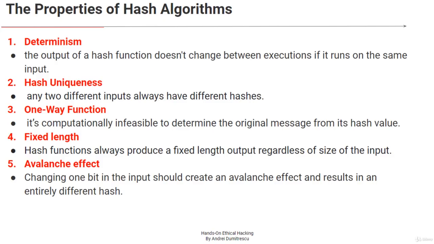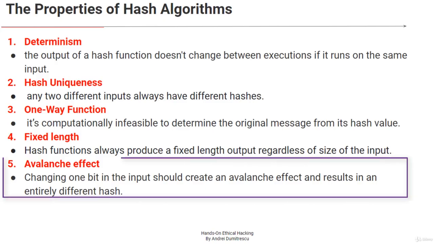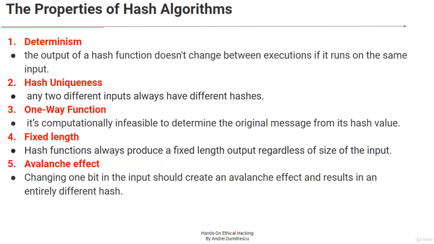Another property of hash algorithms is the avalanche effect. Changing one bit in the input should create an avalanche effect, and its result is an entirely different hash. Let's see an example.